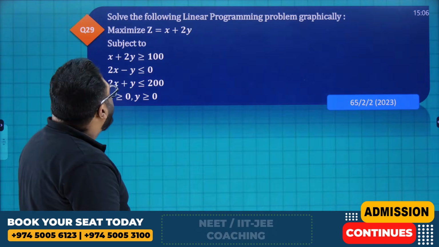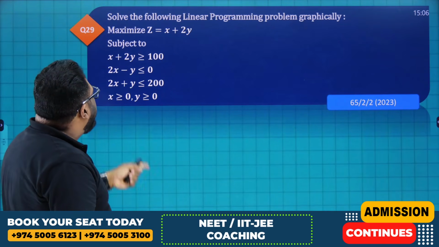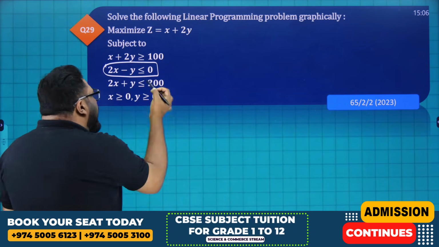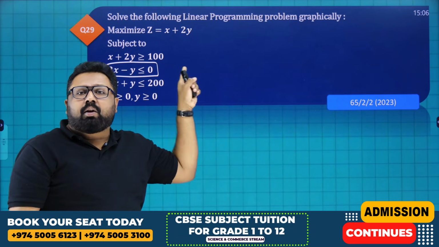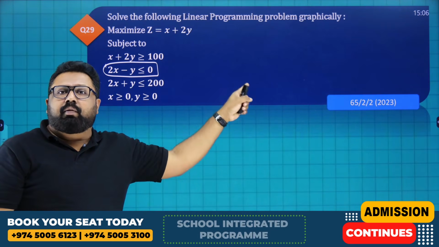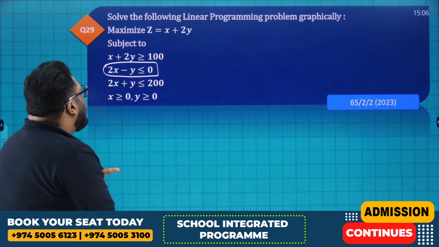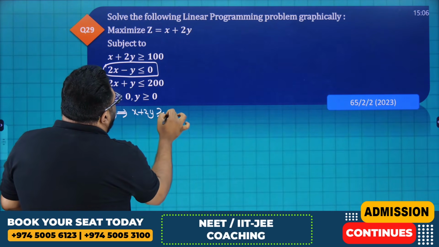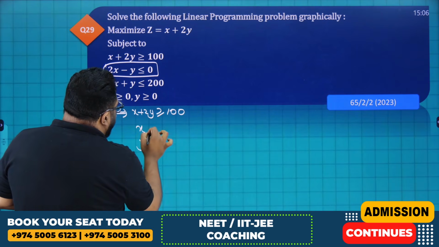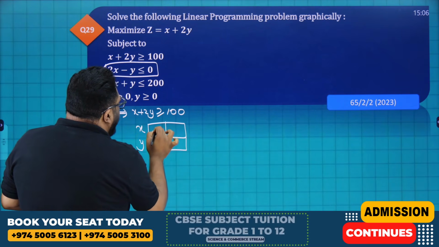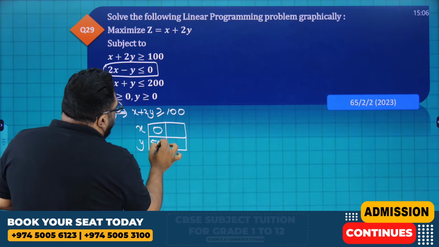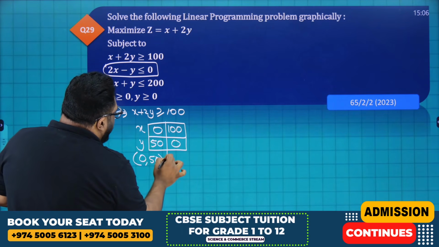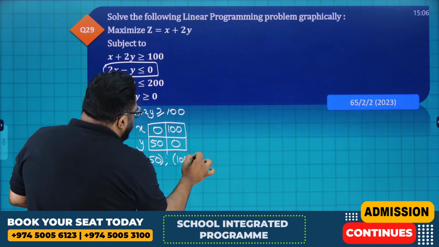Yes, next question, my dears. Okay, now look at this. This is again a question based on a constraint which has how many points, my dears? See, this is a constraint without a constant. So you have to be careful with that. Equation number 1 says x plus 2y greater than or equal to 100. Now let us try to find the intercepts. X is equal to 0, y is equal to 50. Y is equal to 0, x is equal to 100. So my corner points are 0, 50, 100, 0.